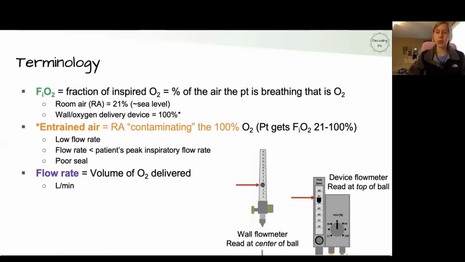You're probably used to wall flow meters that are on pretty much every wall in the hospital that have a little ball that show you how much oxygen is being delivered to the patient based on what you're setting it to. With this flow meter, you're going to read the flow of oxygen based on the middle of the ball and where that hits based on the marks on the meter. But if you have a device like a heated high flow nasal cannula, with that ball, you're going to read at the top. In this example, the top of that ball is hitting at 55, so your flow is going to be 55 liters per minute.